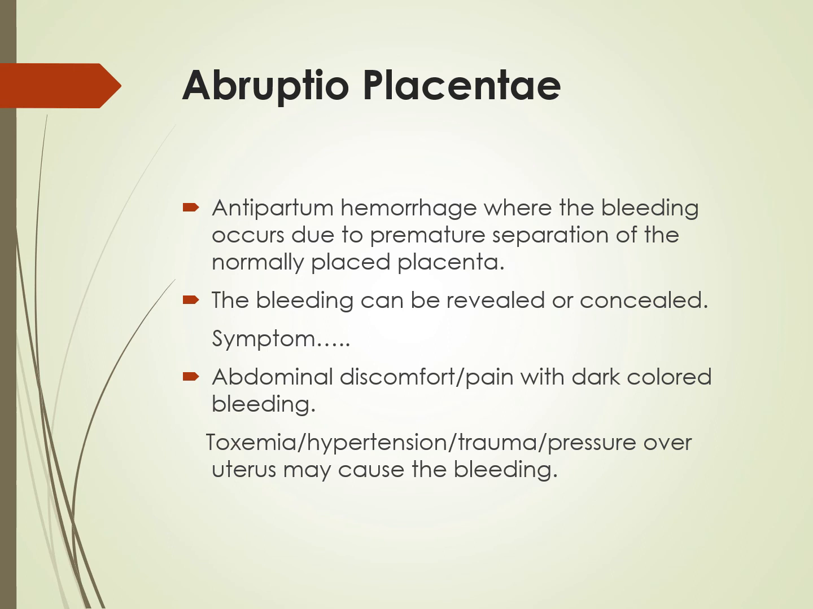But then, this detachment can be partial or very nominal. And in these conditions, there would be minor bleeding, which may not be seen coming out of the vagina. Or sometimes, the mother may just complain of some dark colored bleeding, not fresh blood, but dark black colored blood coming out of the vagina with abdominal discomfort. So, slight pain in the abdomen, or even it may not be pain, it would be just discomfort, followed by dark colored blood coming out through the vagina, is an indication of abruptio placentae.